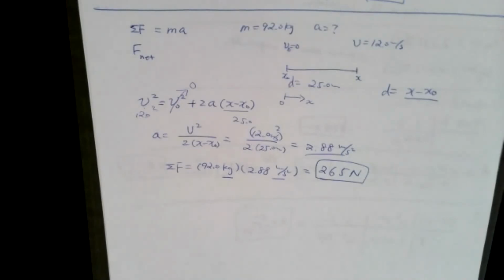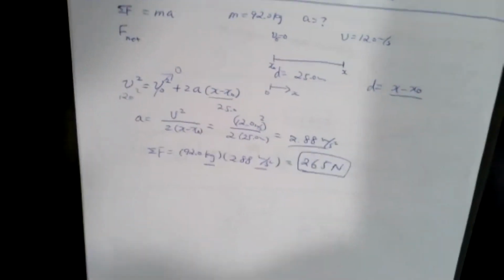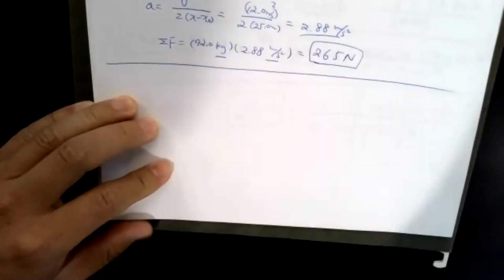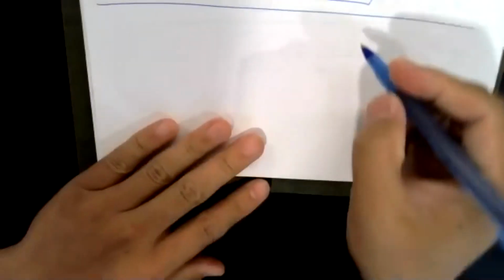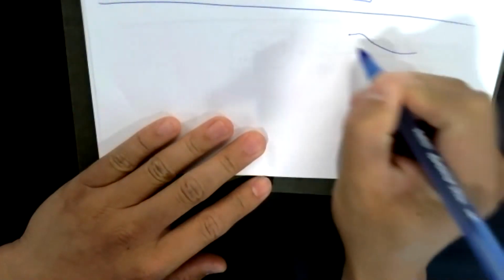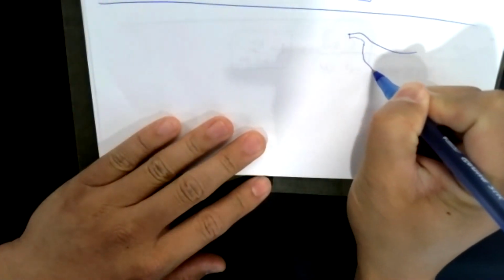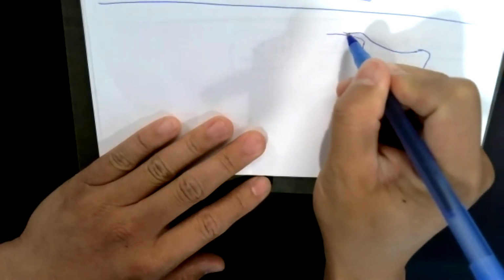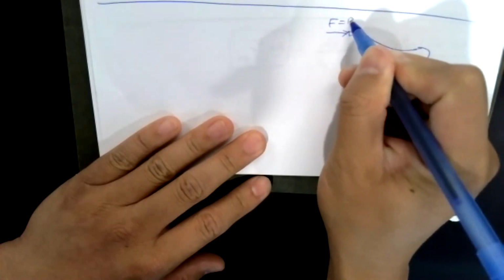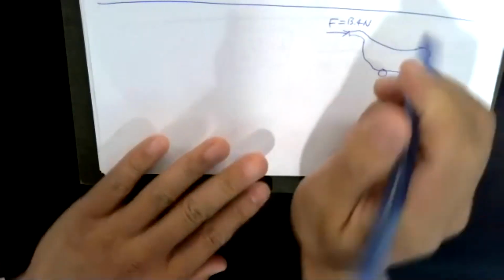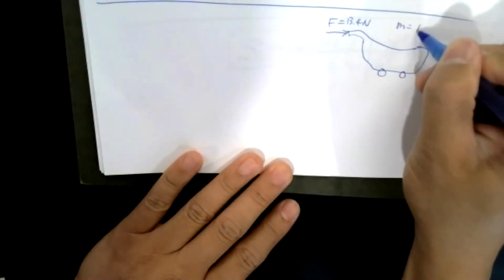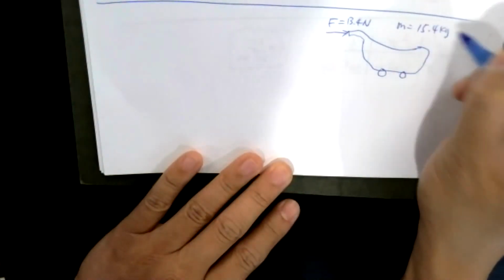let's look at the solution together, but let's start with a sketch here. Okay, so let's do it this way. So you're pushing a shopping cart, okay, with a force of 13.4 newtons. All right, the mass of this cart is 15.4 kilograms.